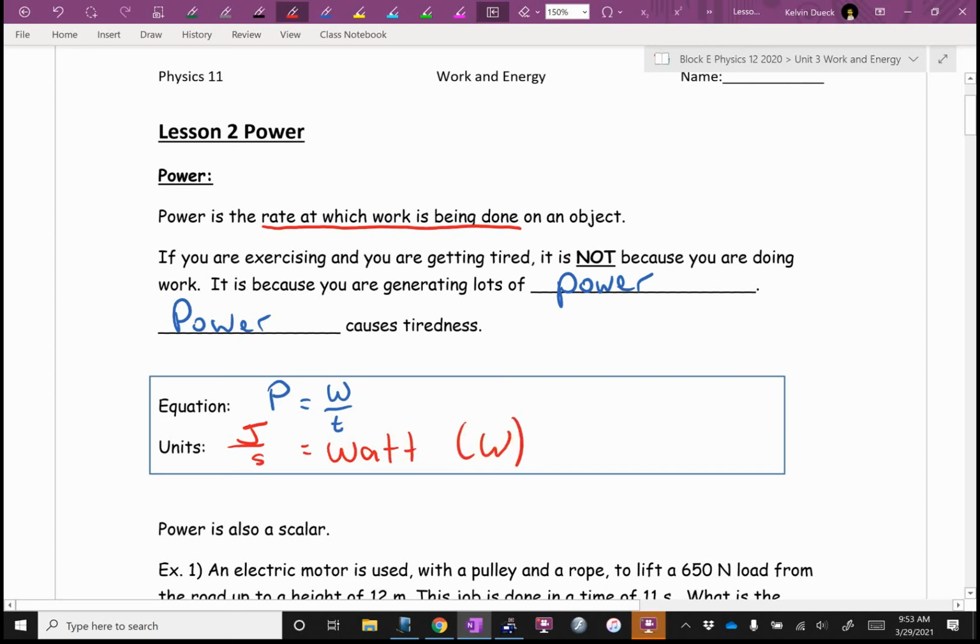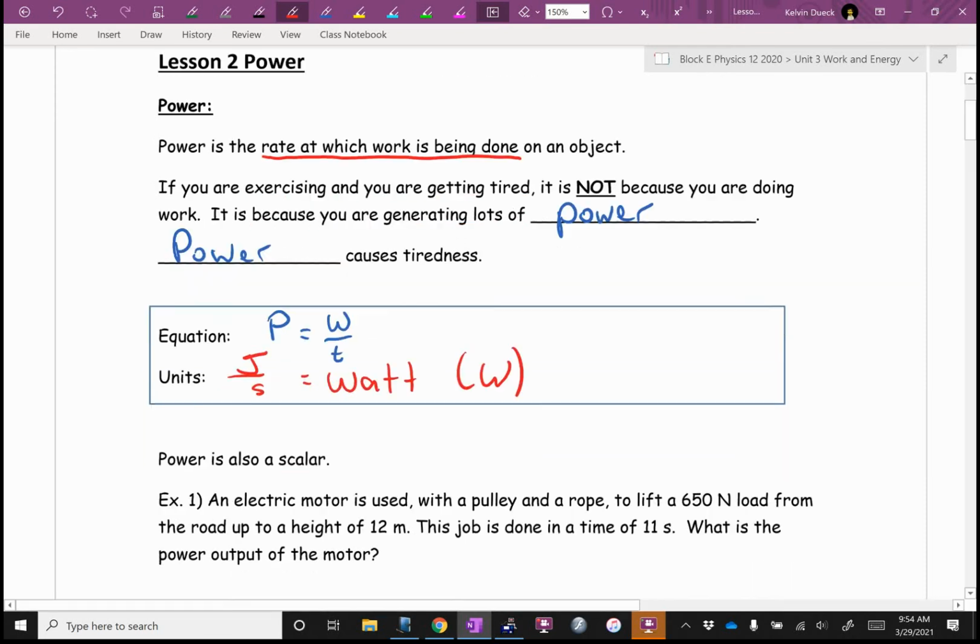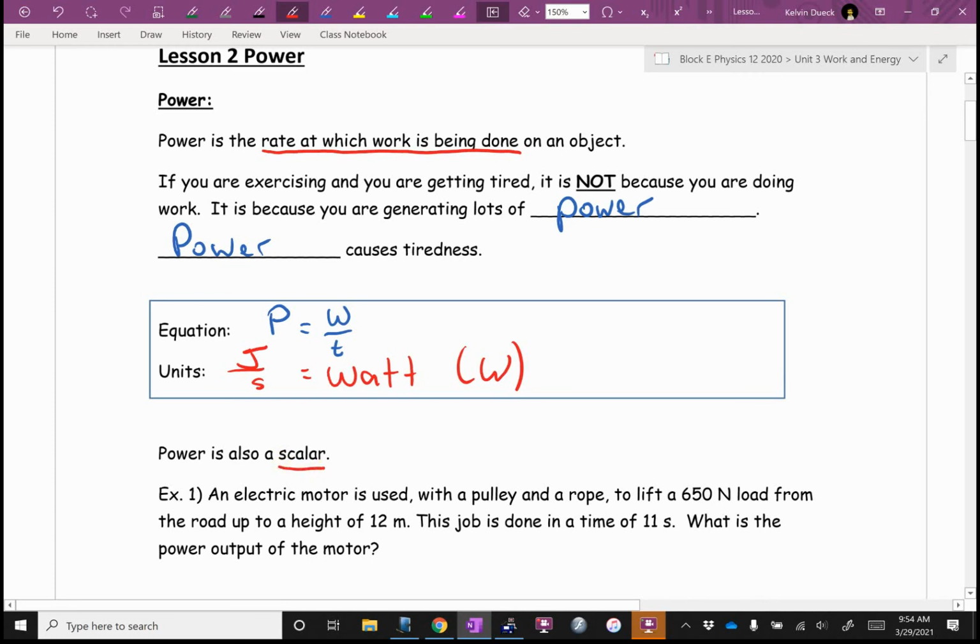Symbol capital W. And this is where it gets awkward, because there's a capital W in the equation, that's work. And then in your answer, there will be a W after the number, that's units. I've mentioned that probably once or twice before, that we've run out of letters in our English alphabet. Sorry. Power is also a scalar.